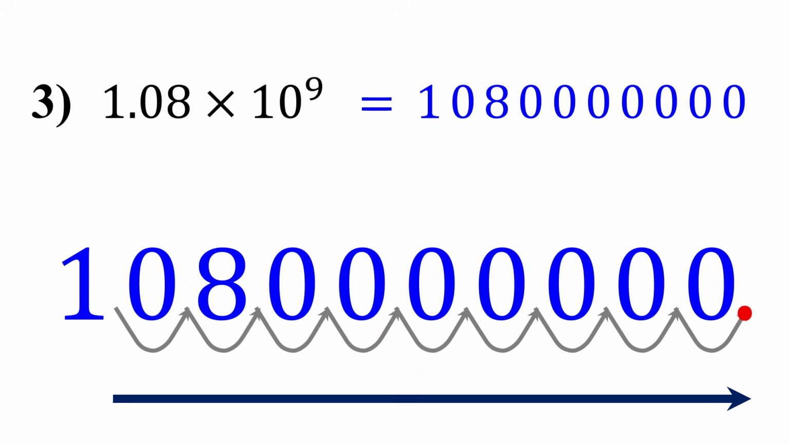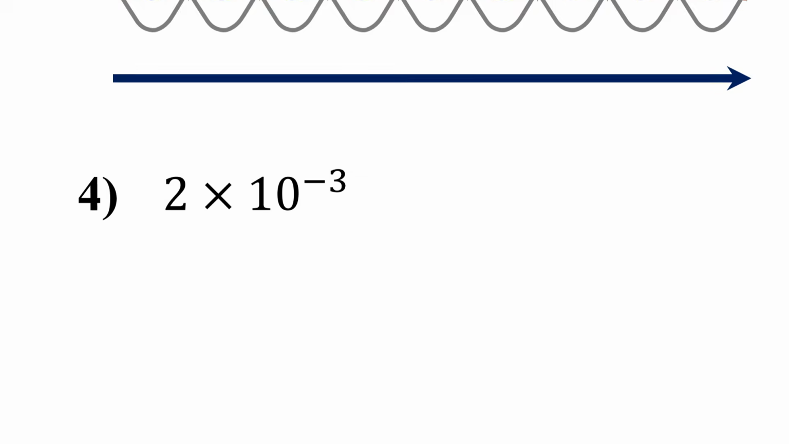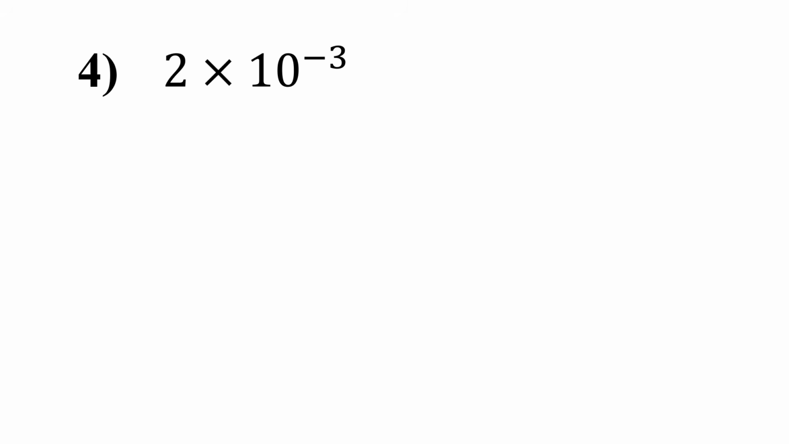So far, all the exponents have been positive. That means the decimal point moves to the right and the numbers become larger. Now let's look at negative exponents, where the decimal point moves to the left and the numbers become smaller.